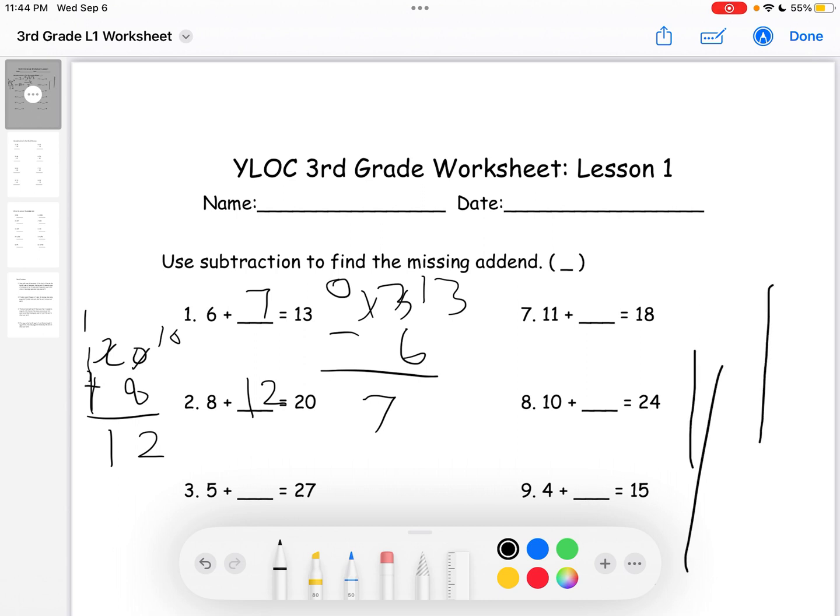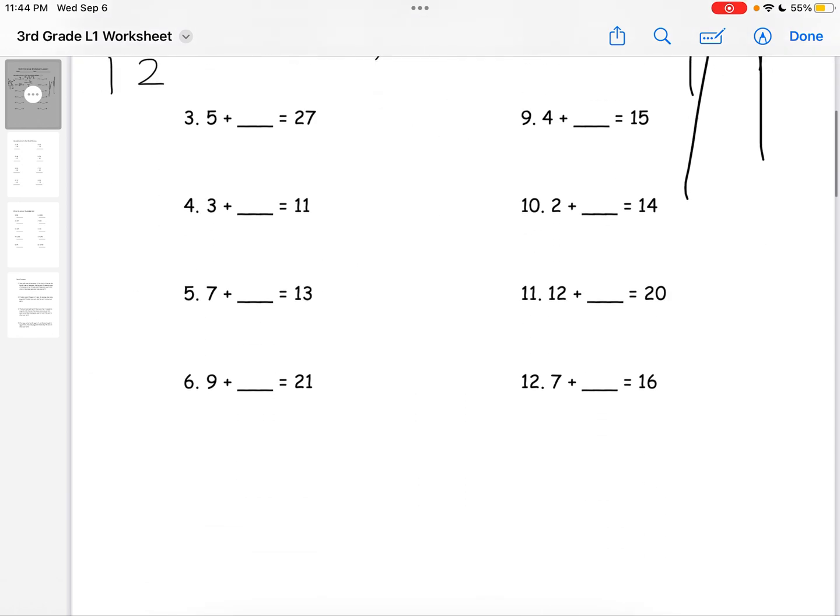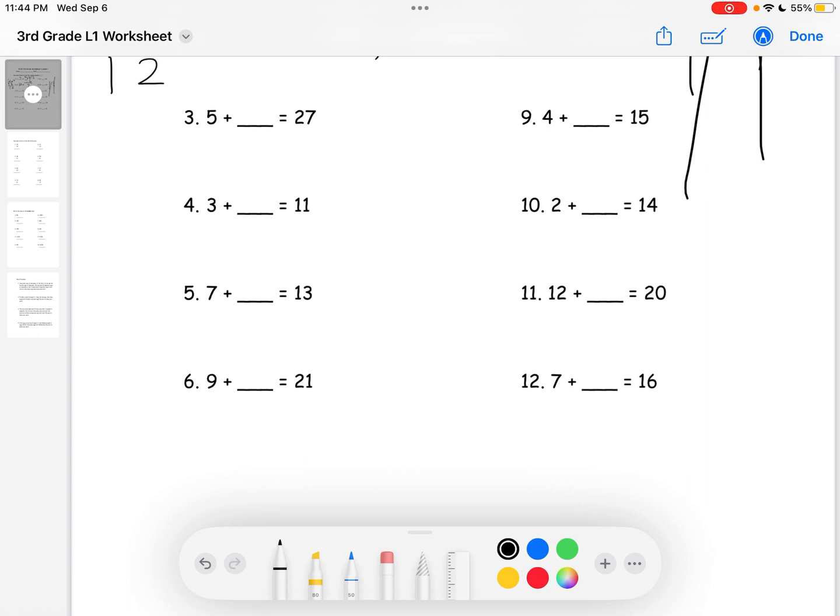And another example question, we could do number 12 right here. So for number 12, it is 7 plus blank equals 16. In order to do that, you have to do the same thing, subtraction. So it will be 16 minus 7 equals blank.